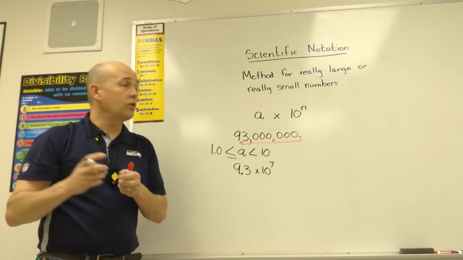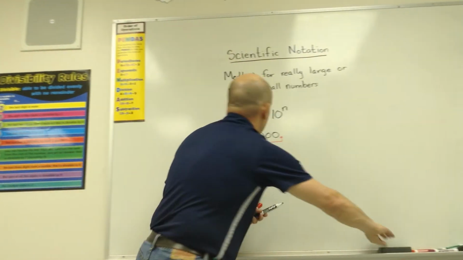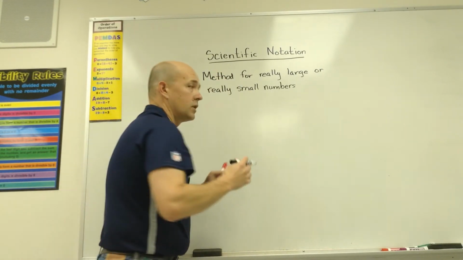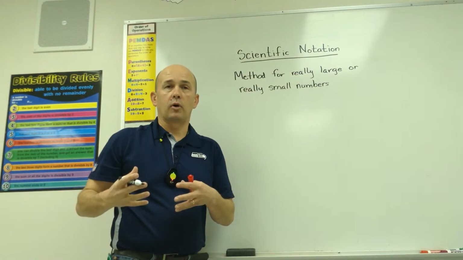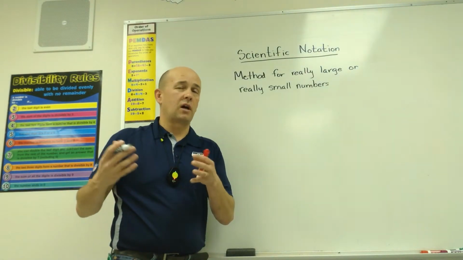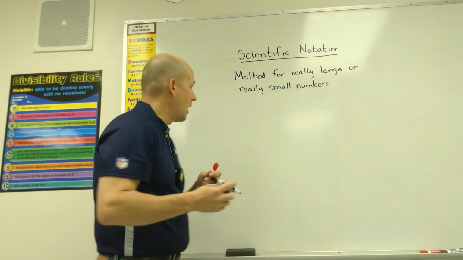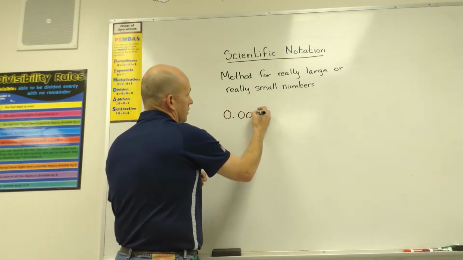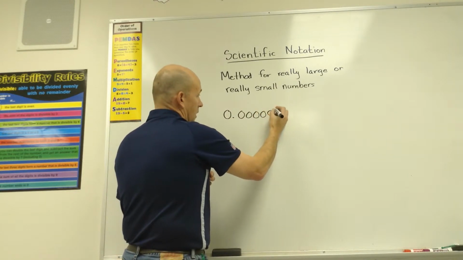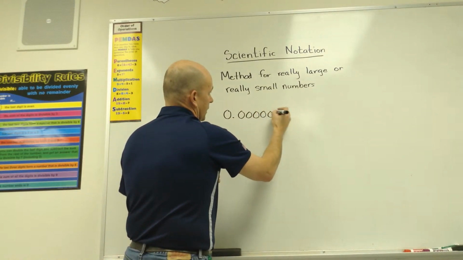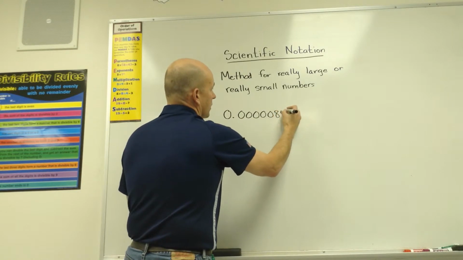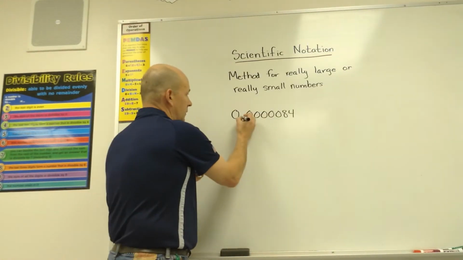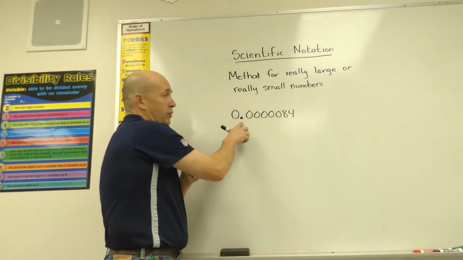We can do it going the other way as well. When I say the other way, I mean we can do this where we have a negative exponent on our power of 10, so we're starting to talk about smaller things. So if I have the decimal number 0.0000084, and I want to write this in scientific notation, here you can see the decimal point.